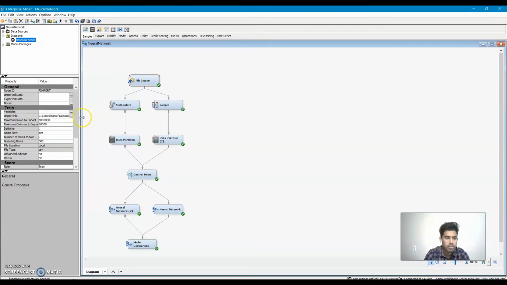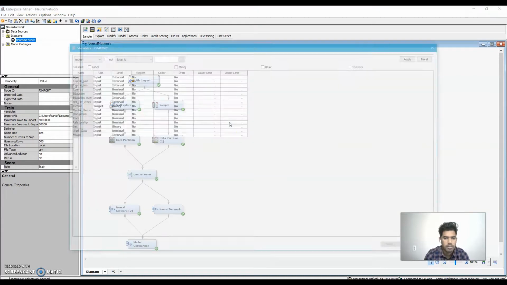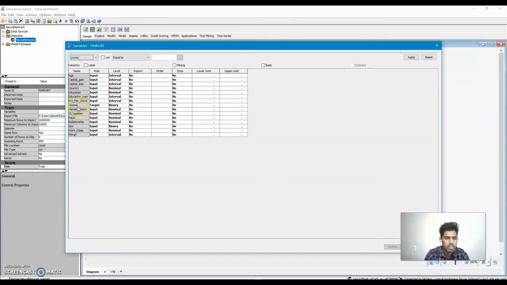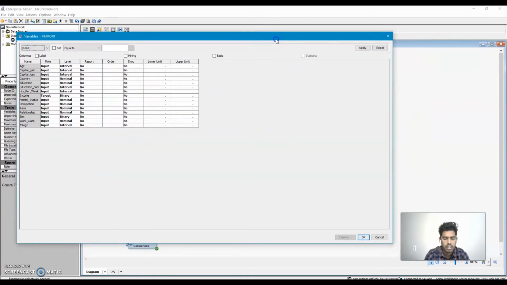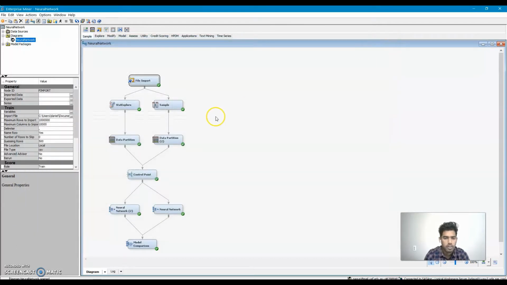As you can see in the properties, I have given the path of my CSV file where my data is contained, and I have also edited some of its variables, basically defining which variables are my output variables and which variables are my input variables. In my input variables, there are three different types of input variables: interval, nominal, and binary, and I have defined them accordingly.